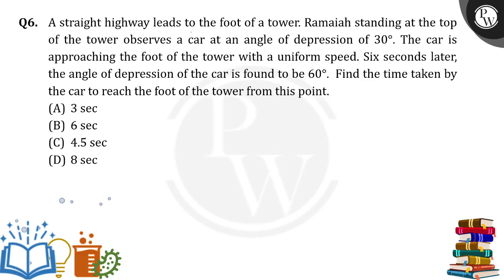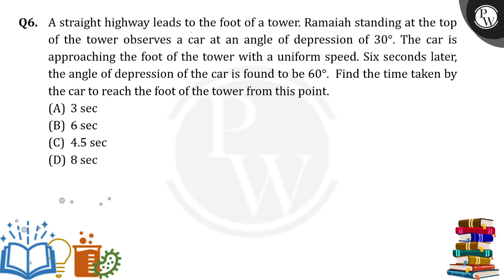Ramaiah, standing at the top of the tower, observes a car at an angle of depression of 30 degrees. The car is approaching the foot of the tower with a uniform speed. 6 seconds later, the angle of depression of the car is found to be 60 degrees. Find the time taken by the car to reach the foot of the tower from this point.